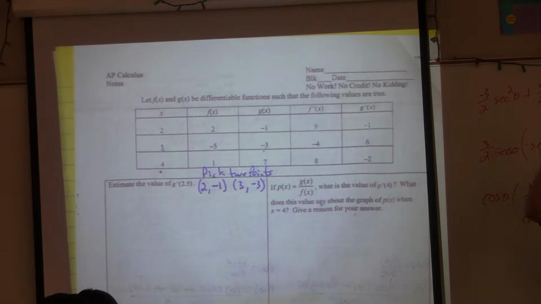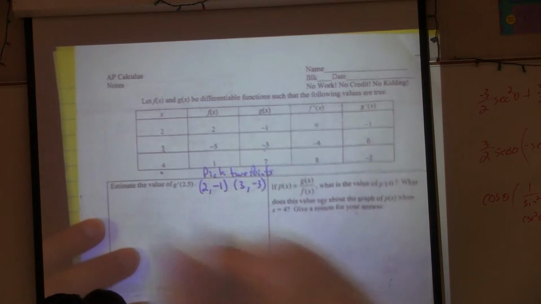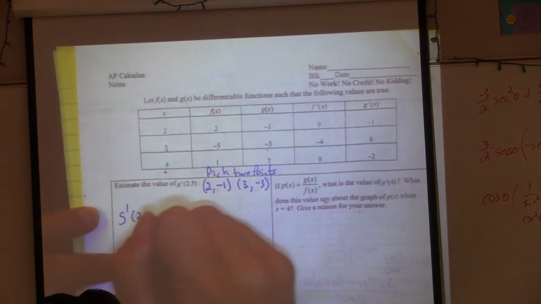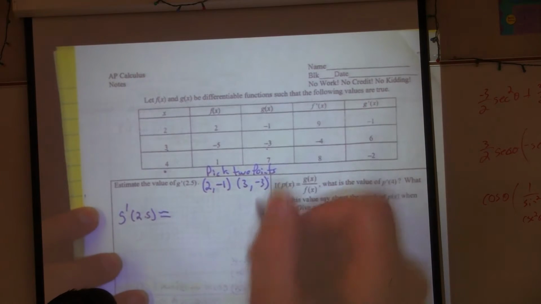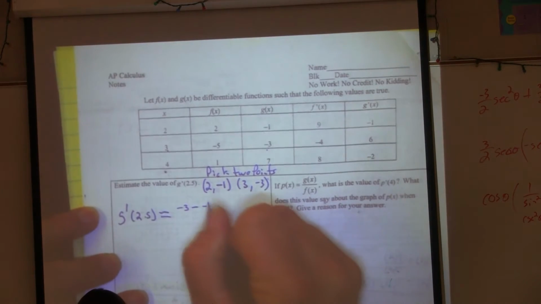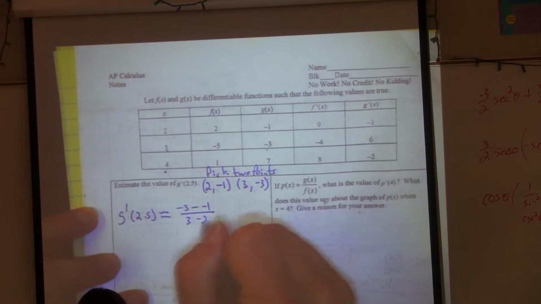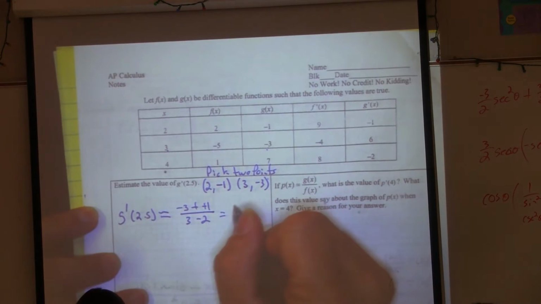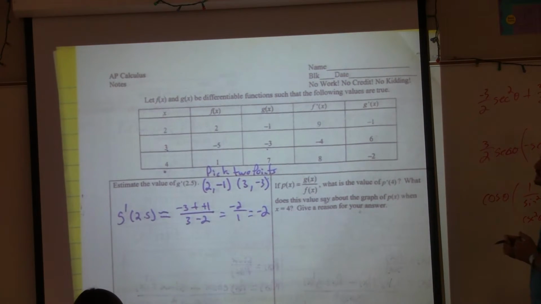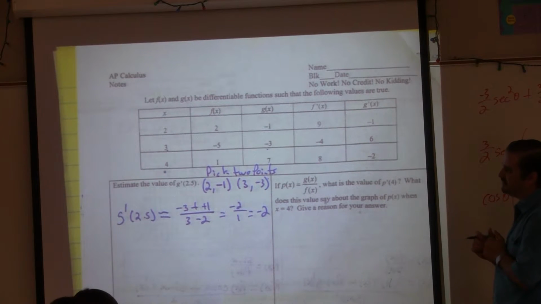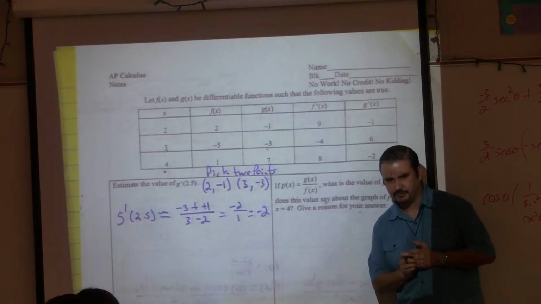I'm picking 2 points that are close to the one that I want and finding the slope between them. It should be similar to the slope at that value. Okay, so let's do it. G prime at 2.5 is approximately, how do I find that slope? y2 minus y1, okay, so -3 minus -1 over 3 minus 2. So that becomes plus, so -2 over 1, which is -2. So the estimate for the value of g prime at 2.5 is approximately -2.